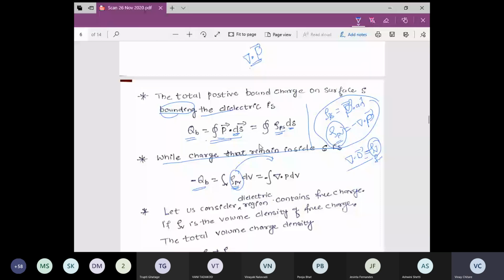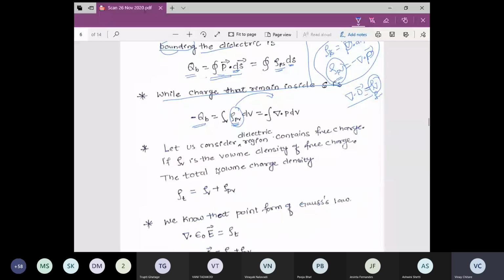And if you want really a surface charge density, really we can do this: D dot dS is equal to rho s. But here, if you want a bound surface charge density, it is actually like P dot a_n hat, or P dot dS. Okay, that's what we have. Now we'll try to get the more appropriate relationship.